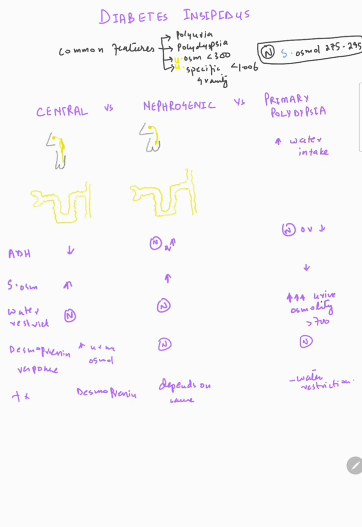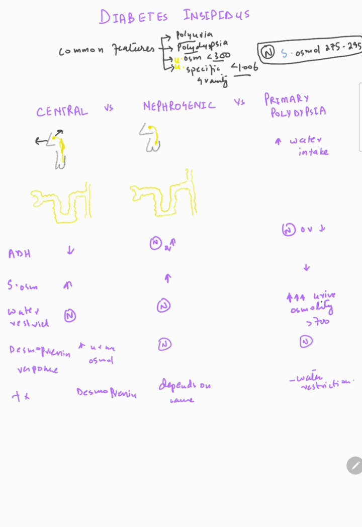So the common features here are polyuria, polydipsia, low urine osmolality, and low urine specific gravity. First, let's talk about diabetes insipidus, the central and the nephrogenic. In order to do that, let's just recap the basics. So the ADH is released.